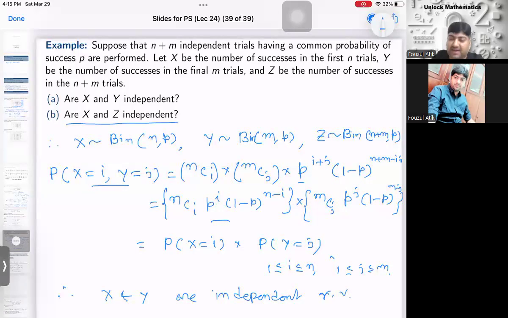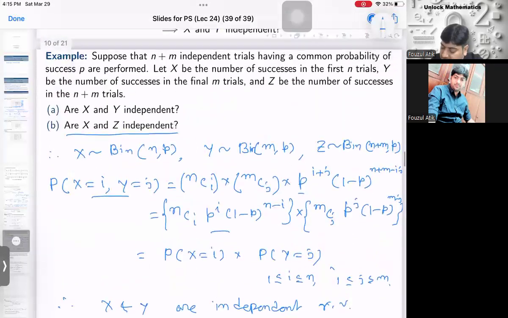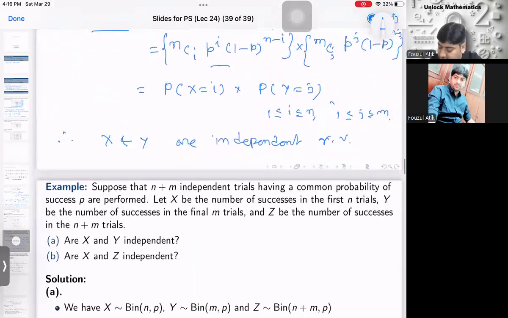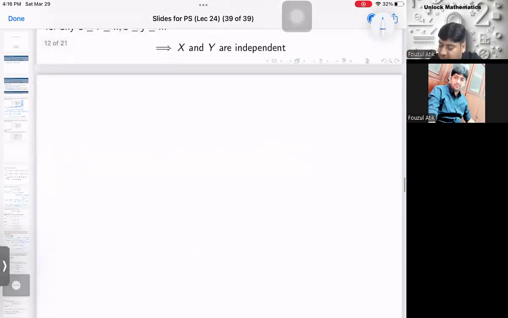Now we have one more example, one more question. Are X and Z independent? How do you calculate this part? Okay, let's see. Again, recall that X is the number of successes in the first n trials, Y is the number of successes in the next m trials, and Z is the number of successes in the n plus m trials. You need to calculate whether X and Z are independent or not. But how do you calculate? Okay, let us see.